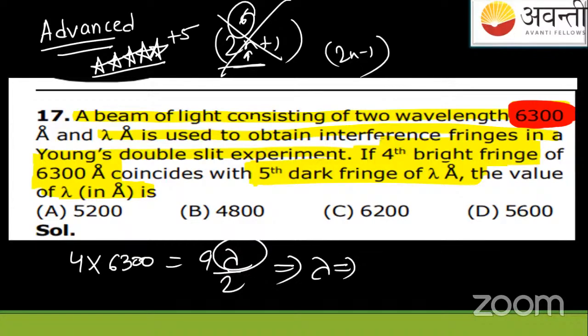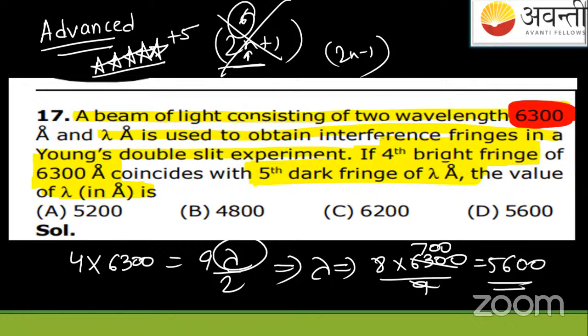Let us see. 2 4s are 8. Then again 6300 upon 9. 9 7s are 63. So we get this answer as 5600. So D is our option. So D is the answer, students. What is our option? D is the option. So D is the answer.